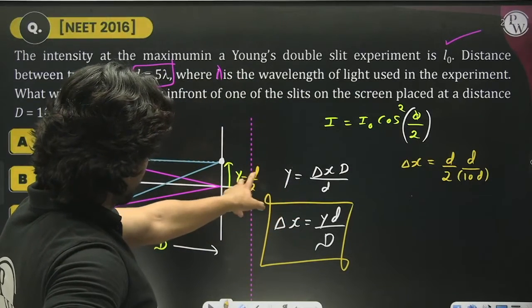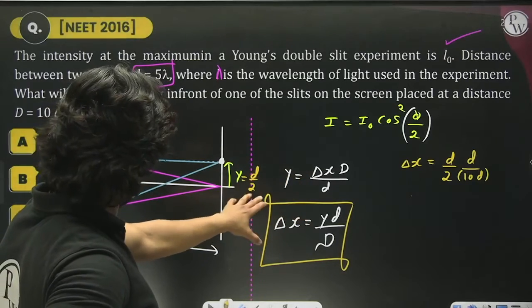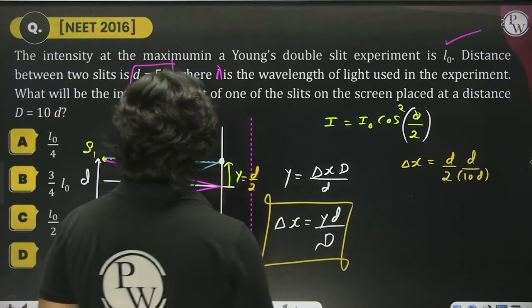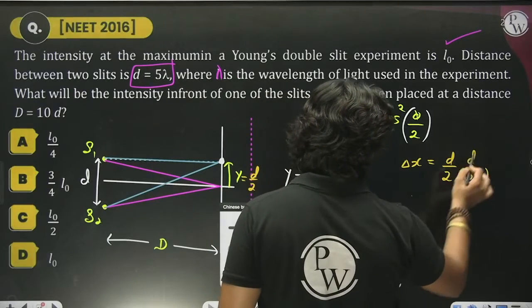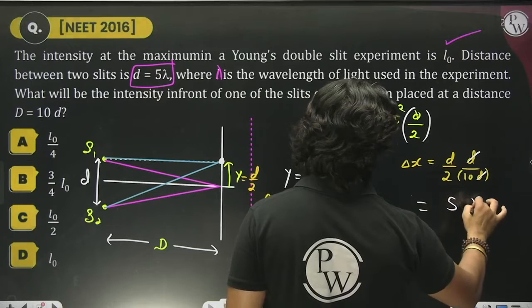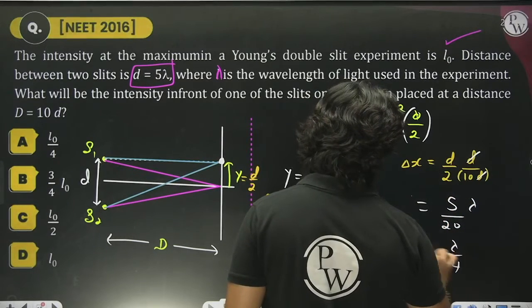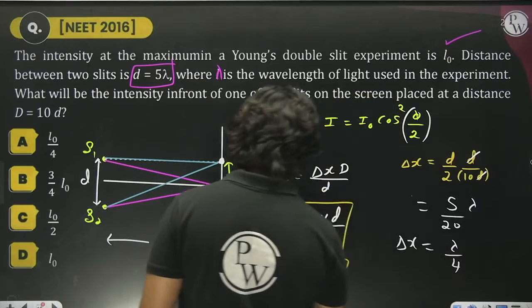Delta x is y d by D. Y is D by 2. That's fine. So what are we left with? This gets cancelled out, and then small d is 5 times lambda divided by 20. So this is lambda by 4. Delta x is nothing but lambda by 4.